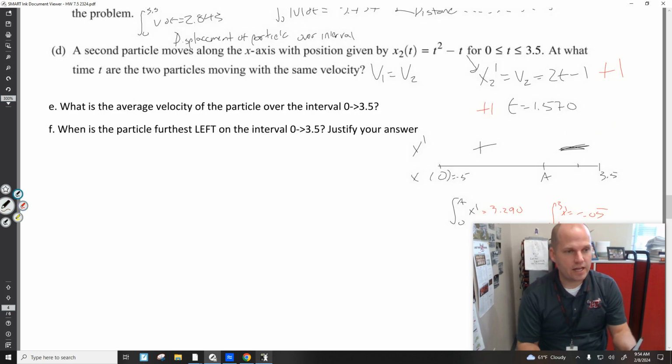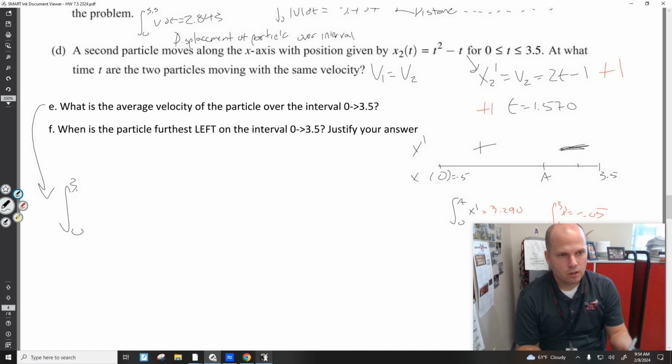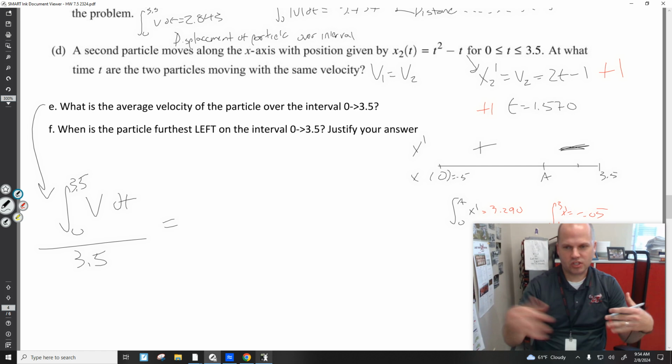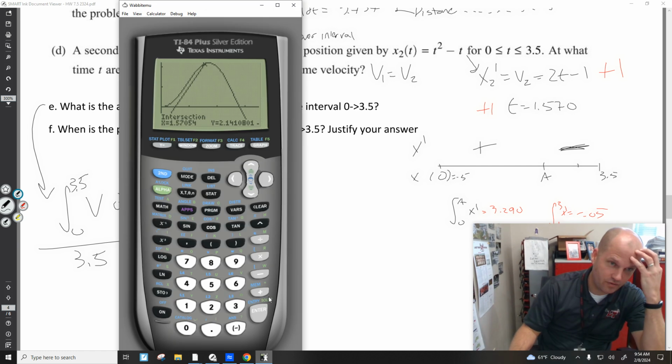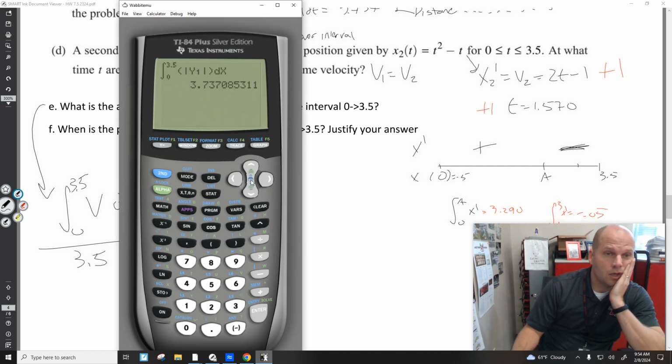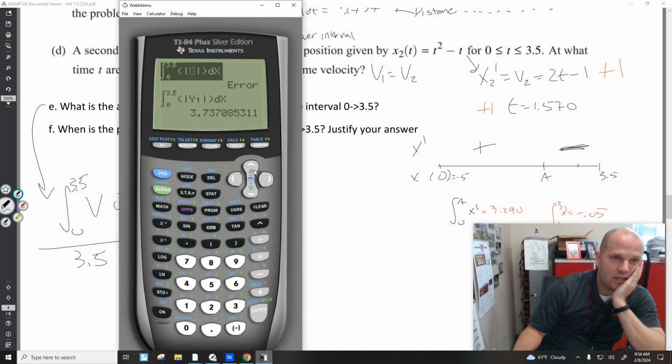What is the average velocity? Do I have a calculator? I do. Hooray. Add up all of your velocities. Divide it by the interval, just like finding an average of anything. Y1 is still Y1. I've already found the displacement was this. I just need to take this number and divide it by 3.5.